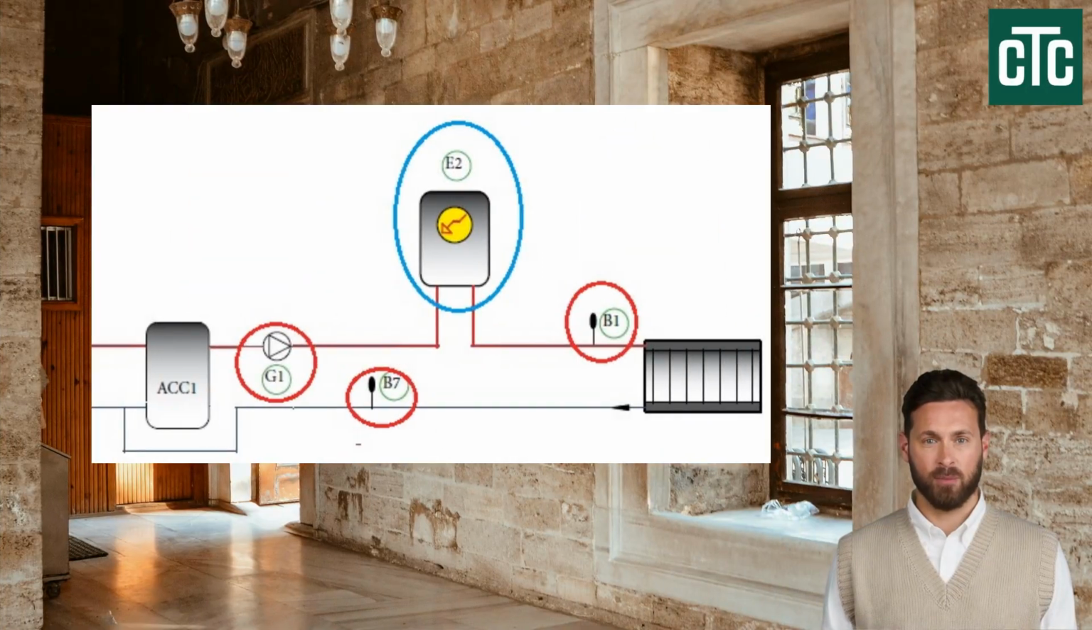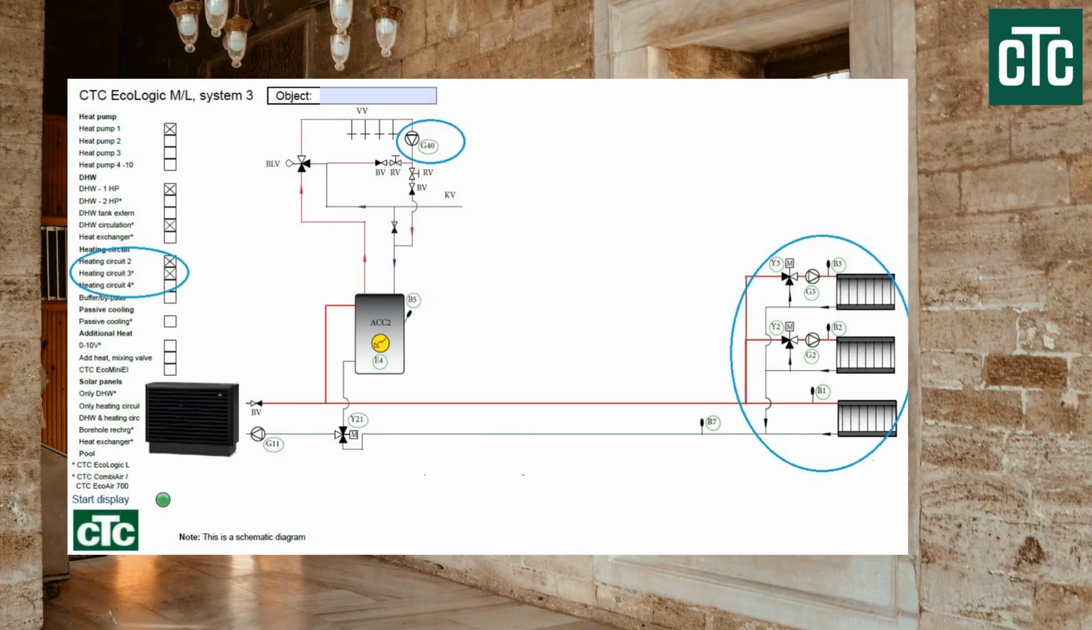It is also possible to install an additional electric flow heater, E2, in the heating system if needed. It should be noted that control of such a heater is only possible via the EcoLogic L controller. If necessary, the system can control up to 4 heating circuits, the domestic hot water circulation pump, pool heating, and other components.